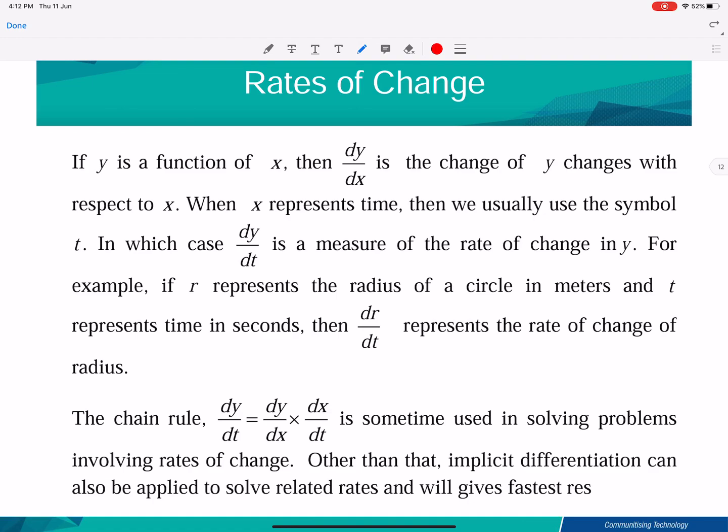Based on topic 3.1, we understand that a slope is the change in y coordinate divided by the change in x coordinate. Considering change in position over time or change in temperature over distance, we see that the derivative can also be interpreted as a rate of change. In order to solve problems involving rates of change, you can either use the chain rule or implicit differentiation.